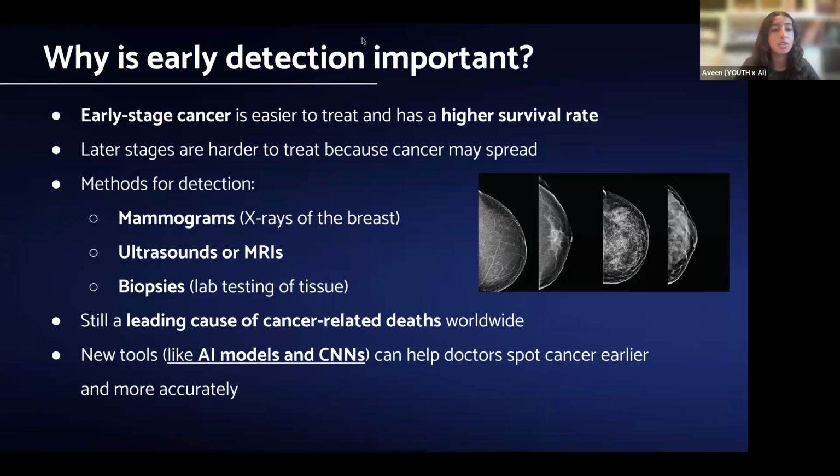Some methods of detection include mammograms, which are x-rays of the breast, like the image on the right, that's an example of a mammogram. Some other ways to detect it are ultrasounds or MRIs or biopsies. Biopsies are basically just lab testing of the tissue. Breast cancer, these malignant ones, are a leading cause of cancer-related deaths worldwide, so it is a really big issue. And new tools like AI models and CNNs can also be used to help doctors spot cancer earlier and more accurately, along with these other methods.